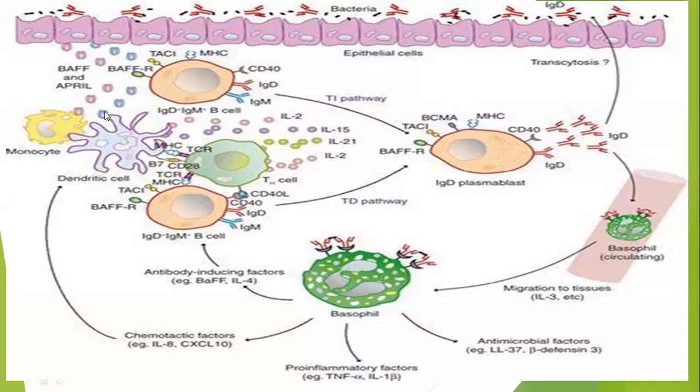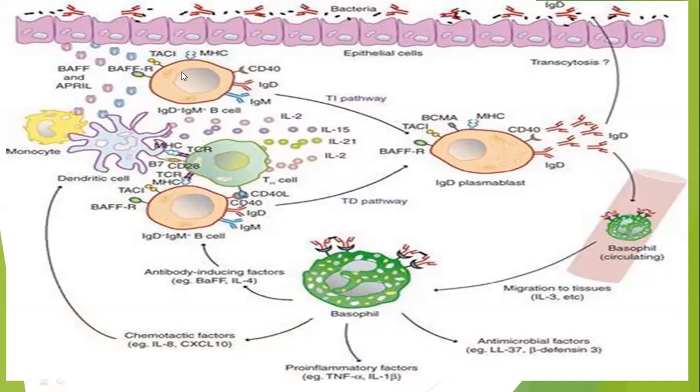Okay, so first of all, we can see here we have the B cell here. This is a mature B cell. We have the dendritic cell. We have the monocyte there. We have the T helper cell, and we have also these B cells. Okay, this is a plasma cell here, and this is a basophil.